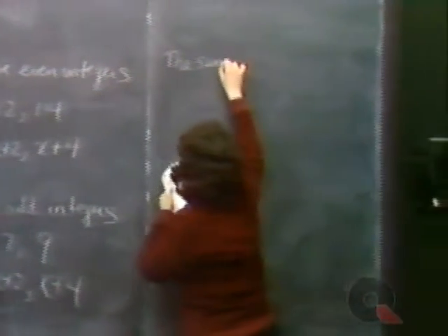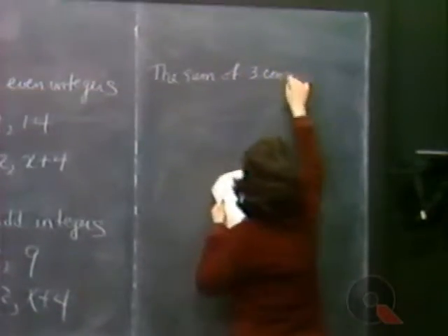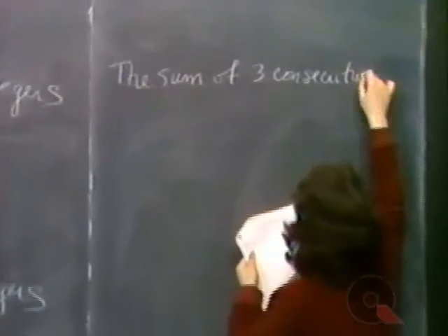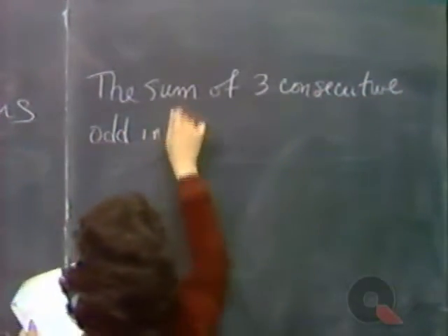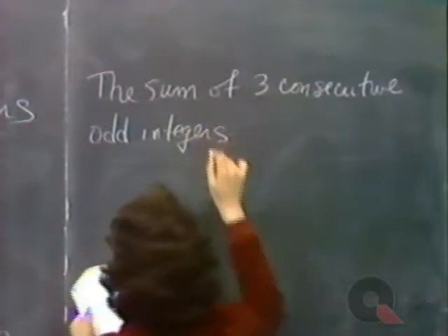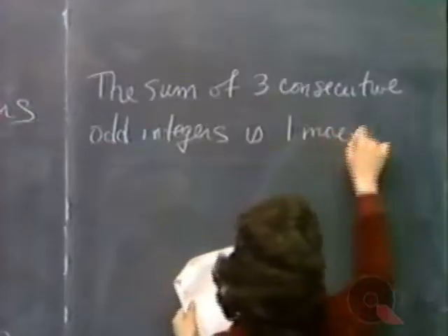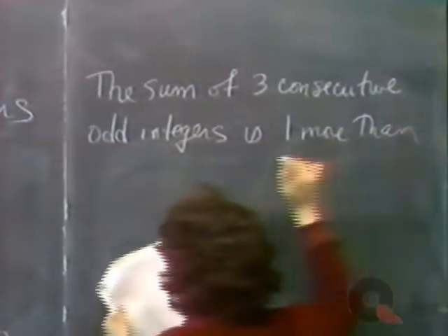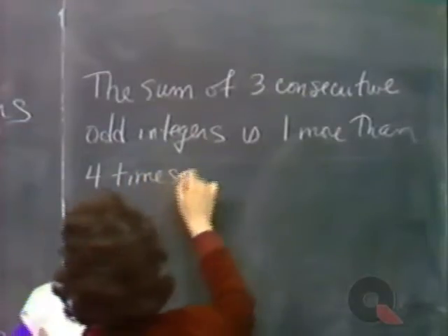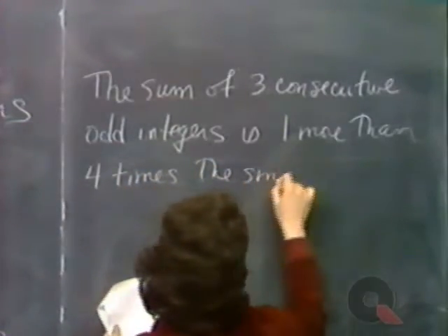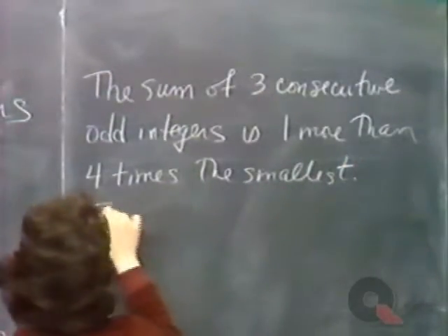The sum of 3 consecutive odd integers is 1 more than 4 times the smallest. Find the integers.